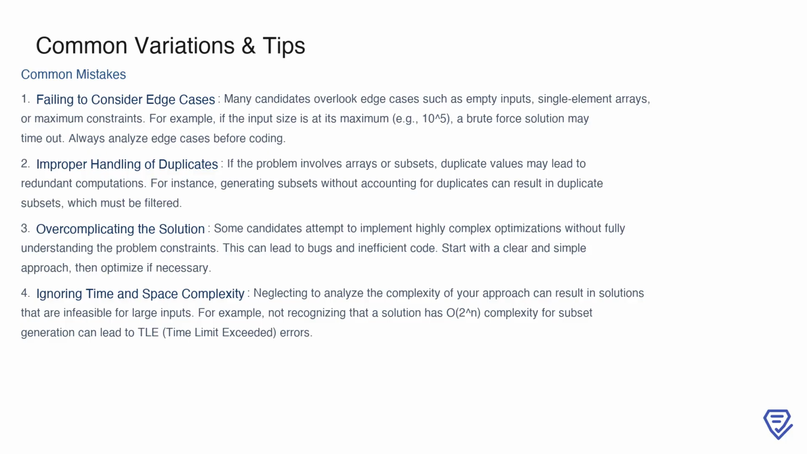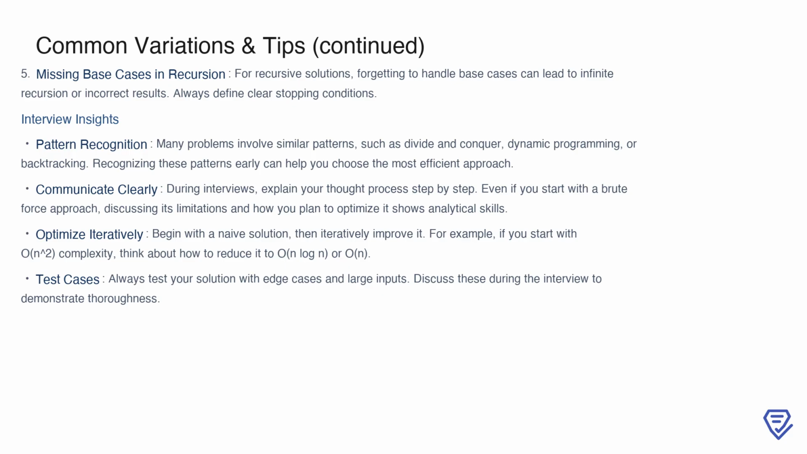Lastly, neglecting to analyze time and space complexity is a major oversight. If your solution is computationally expensive, like O(2^n) for subset generation, it might fail for large inputs. Always evaluate the feasibility of your approach in terms of scalability. Now, missing base cases in recursion is another common issue. In recursive solutions, it's essential to define clear stopping conditions. Without these, your code might result in infinite recursion or yield incorrect results.